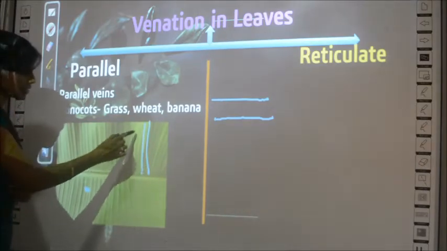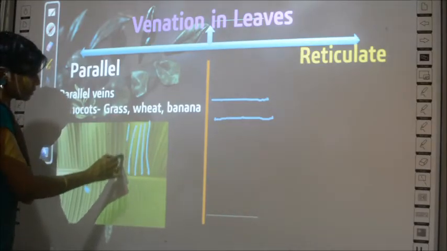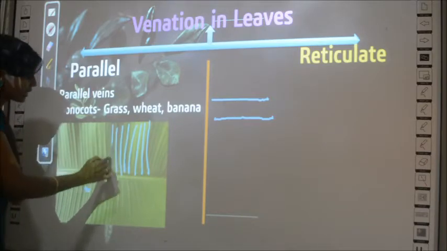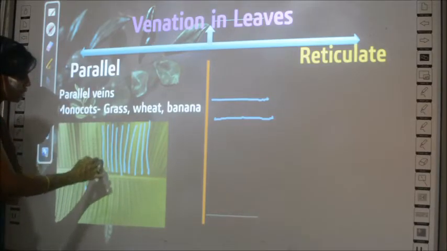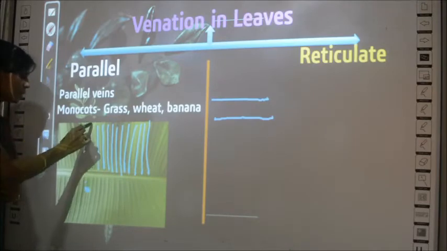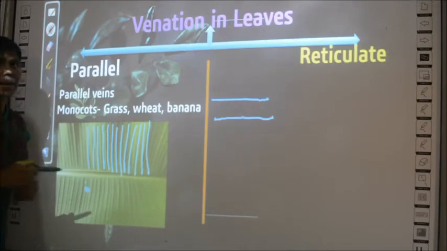What leaf is this? This is banana leaf, right? So see the veins, it is all arranged parallel. Can you see? They are arranged parallel to each other. So it is called parallel venation.